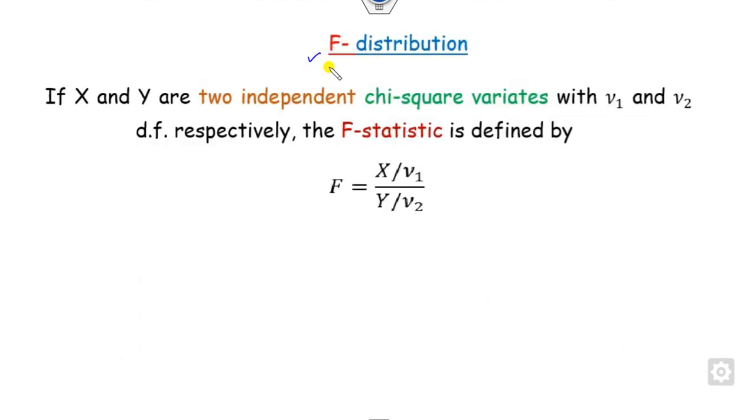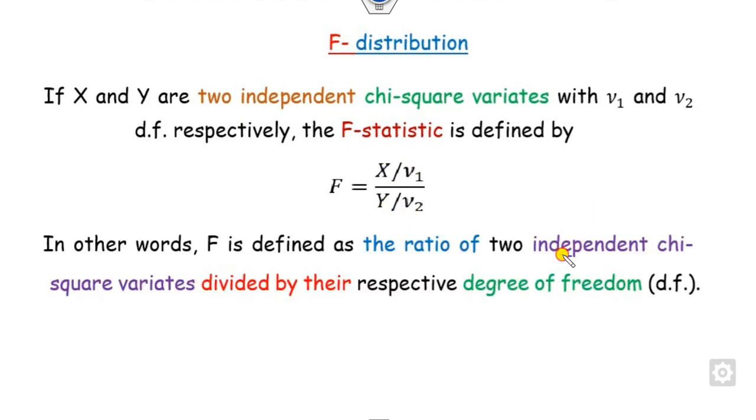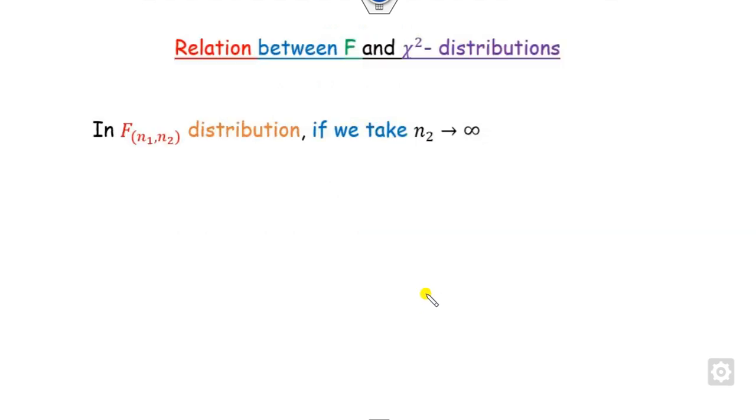On the other hand, the F distribution is nothing but the ratio of two independent chi-square variates. That is, x and y are the two chi-square variates, and nu1 is the degree of freedom of x, nu2 is the degree of freedom of y. Or you can say it is the ratio of the two independent chi-square variates divided by their degrees of freedom. Now you find the relation between these two statistics, F and chi-square.